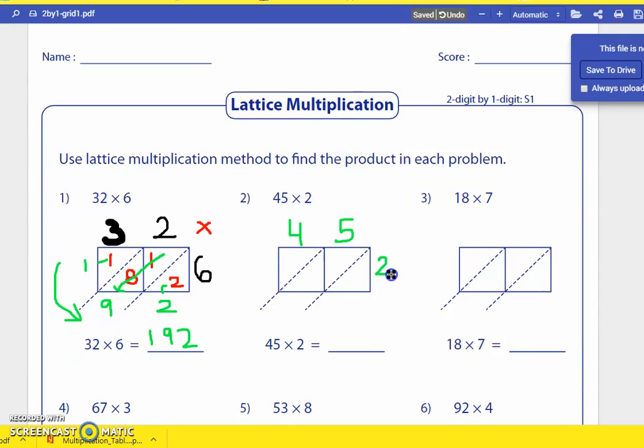Or the multiplication sign has to go on this side. Now we're ready to multiply. So what are we multiplying by? Well, let me put my times sign so you don't forget. This is multiplication. Outside here we're multiplying. We put the answer in here.